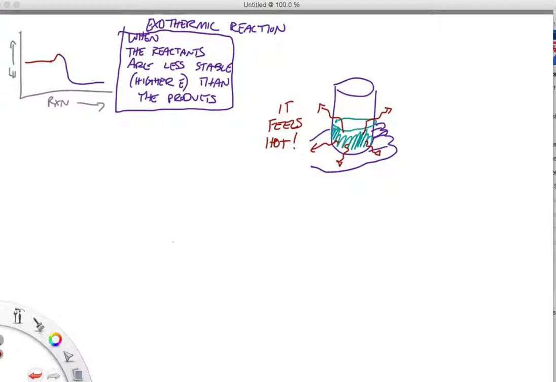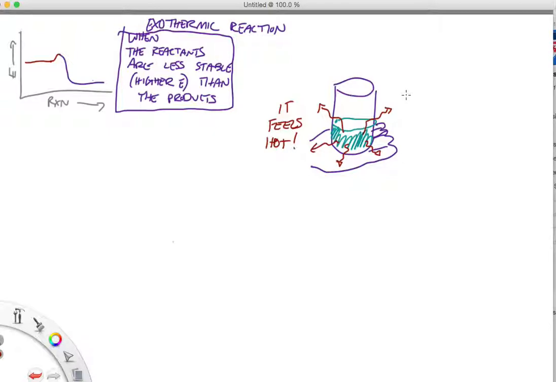All right, so that's the difference between exo and endothermic. Another way to describe these is that in an exothermic reaction, the reactants are less stable than the products. The products are more stable. That's opposite an endothermic reaction where the reactants are more stable than the products, or they are lower energy than the products, which have higher energy. That's an endothermic reaction. Okay, that's the distinction between these.